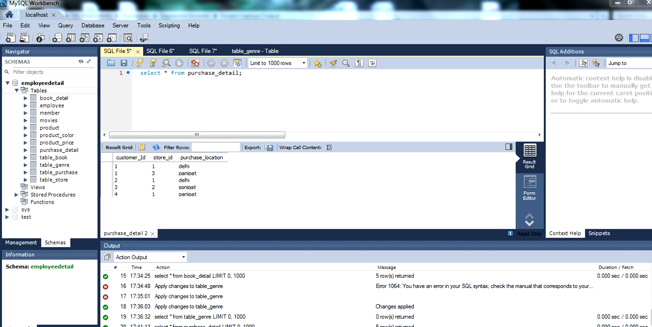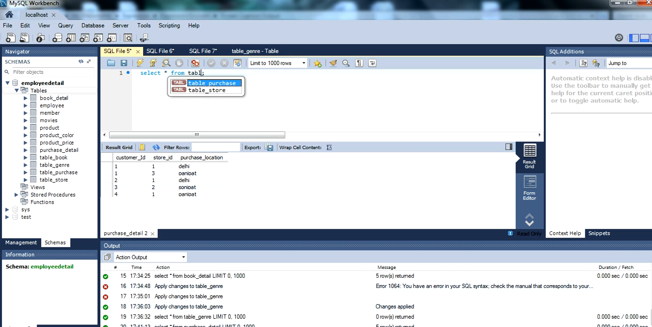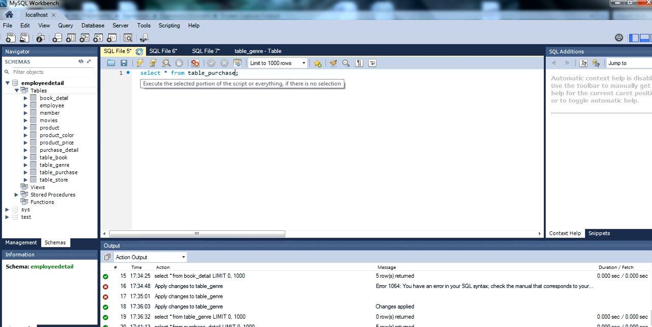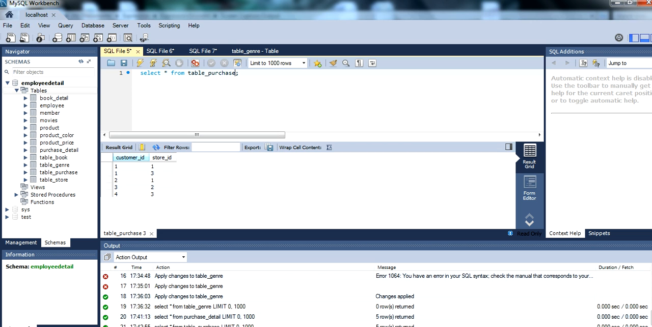Here we show how to convert this purchase table. We create table purchase and execute it. In this table, customer id and store id are both part of a composite primary key. Another table we create is for customer and store.